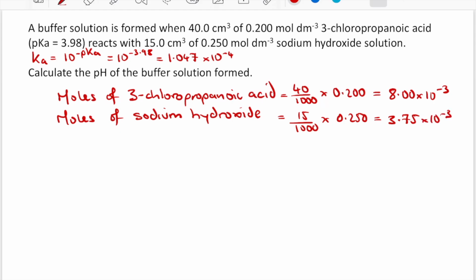And then we do just what we did before. We've got a partial neutralization. We can see that the limiting reagent is the sodium hydroxide. We have fewer moles of the hydroxide ions than we have of the weak acid, so it's a limiting reagent. So we write the reaction equation out like we did before.